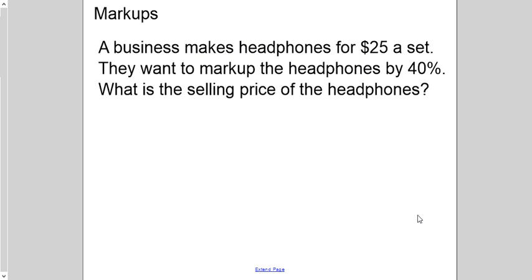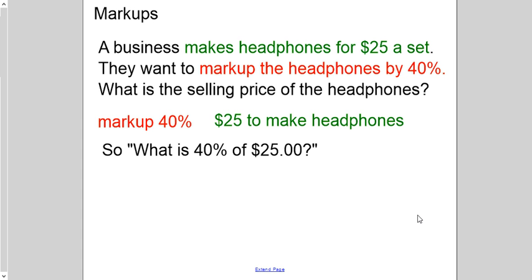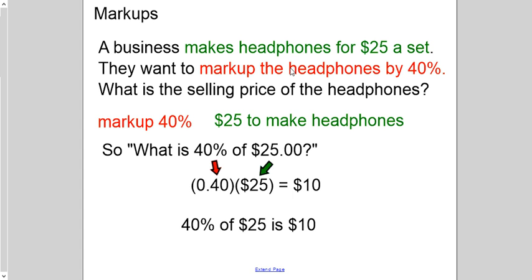Let's take a look at a company that maybe made headphones for $25 a set. They want to have a markup of 40%. The original cost to make it or purchase it was $25. So again, the idea is what is 40% of $25? 40% becomes 0.40 or 0.4. We take our total and multiply it by 0.40, and we get $10.